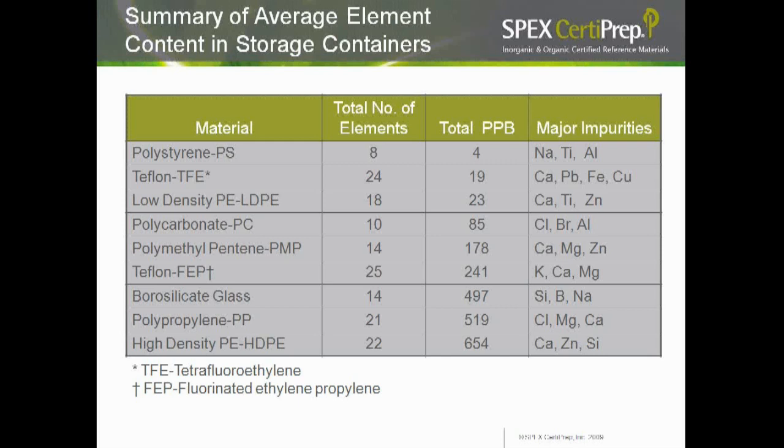Hence, the ideal storage container in this situation is LDPE, low density polyethylene. This gives about 23 total concentration of the ions, and the number of elements being 18. The major impurities are calcium, titanium, and zinc. But due to low cost, relatively low level of impurities, and is also more tolerant to acid, LDPE becomes the ideal storage container of choice.